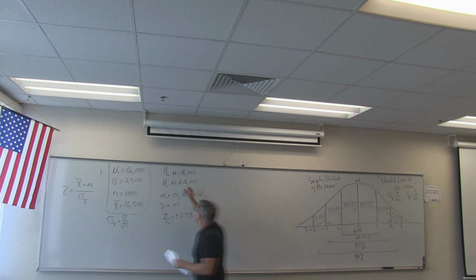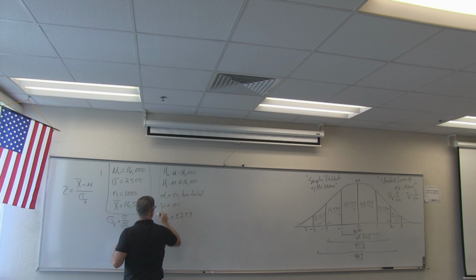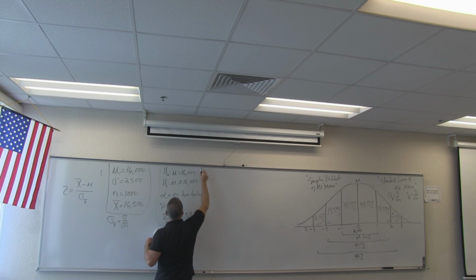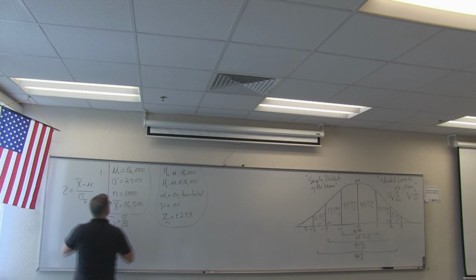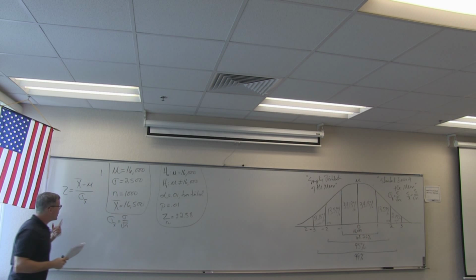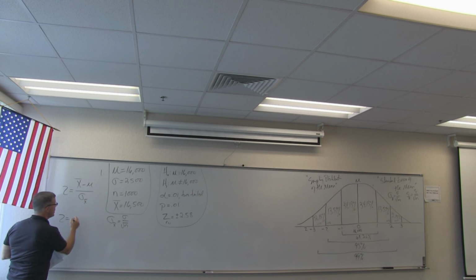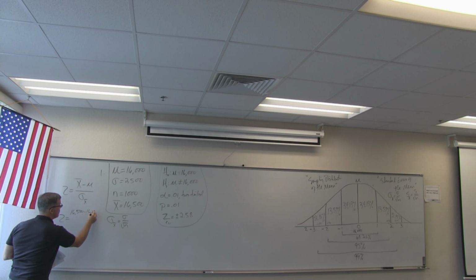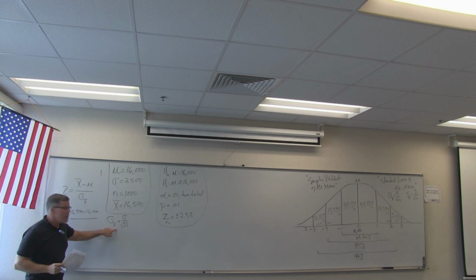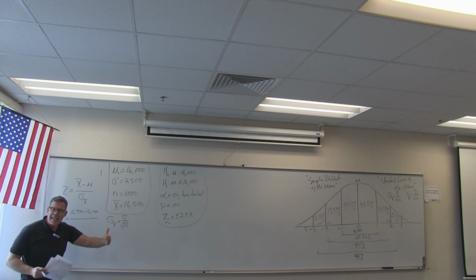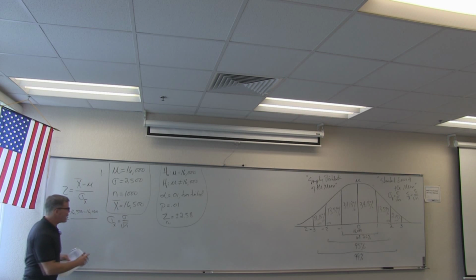Step number 2. And we have a population mean of 16,000. Let's run the z-test and see what's going on. Z equals 16,500 minus 16,000 over our standard error of the mean. The standard error of the mean is going to tell us a lot. We kind of back into this thing; this is going to give us a real good idea of what's actually going on.